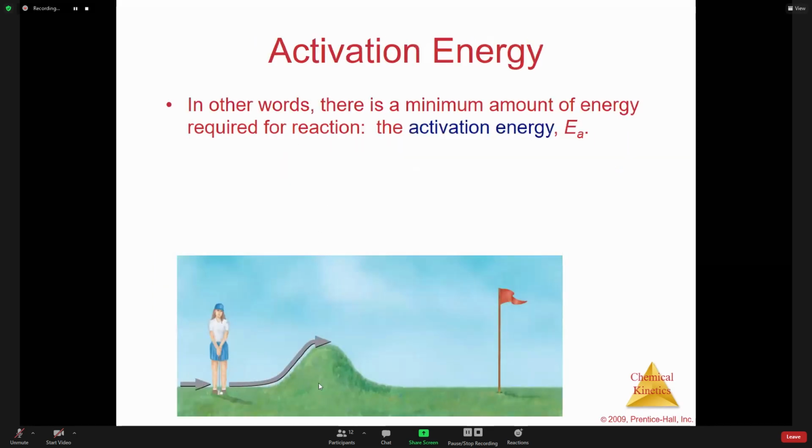And you'll see this analogy a lot, like a little putt-putt golf or mini golf. So in other words, there's a minimum amount of energy that they need to collide with. That's called the activation energy. So that's a capital E subscript A, E for good old energy.